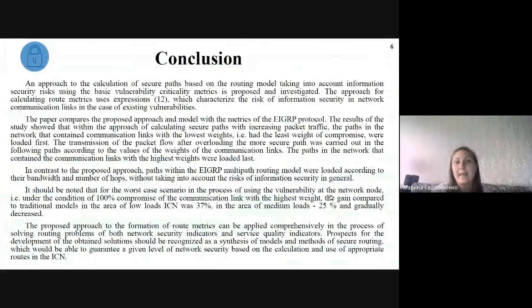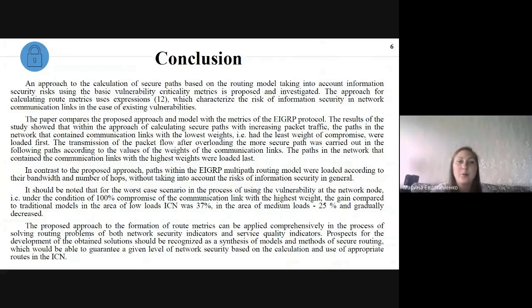So, in conclusion, an approach to the calculation of a secure path based on a routing model that takes into account information security risk using the basic vulnerability critical metrics is proposed and investigated. The advantage of the approach is that the calculation of routing metrics uses a special expression which characterizes the risk of information security in the network links. According to the NIST recommendation, it takes into account different types of damage.